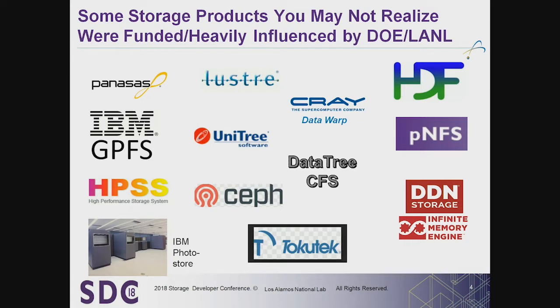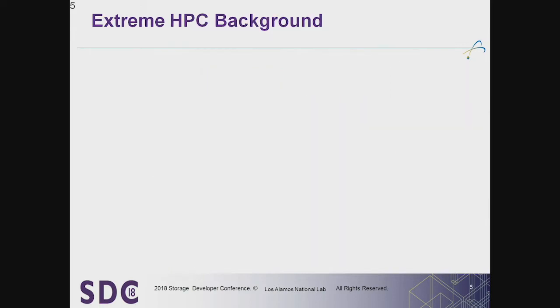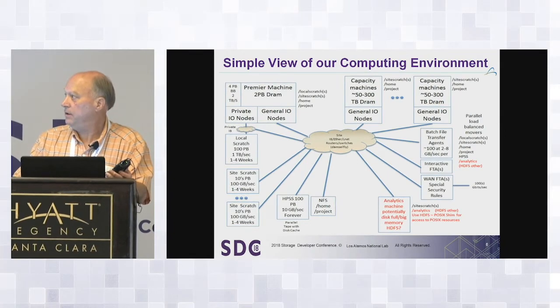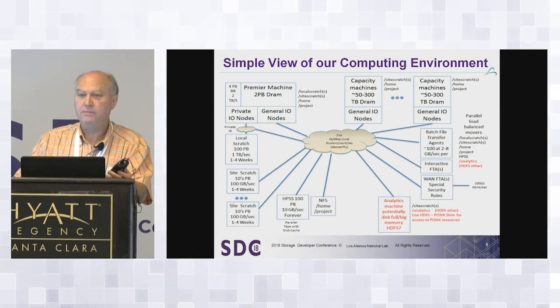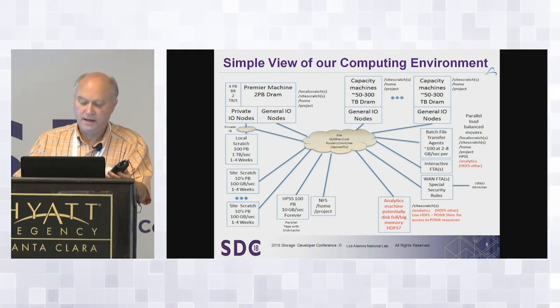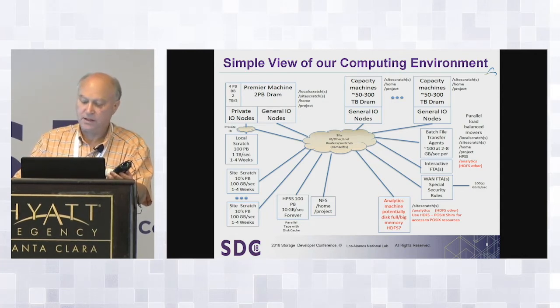Anyway, hopefully you recognize some of those names on there. So a little bit of background, quick, how we do things at the lab. So we have one big premier machine typically. It's Trinity, and I'll tell you more about it in a minute. It has a local scratch file system, about 100 petabytes, and runs at about a terabyte a second.